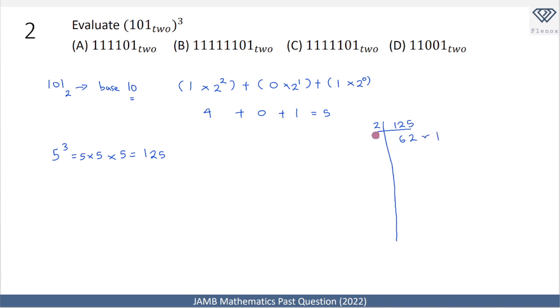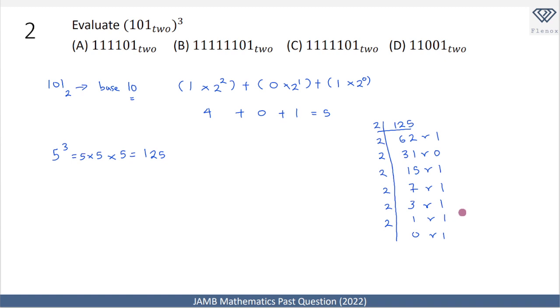Then we divide by 2 again, and we have 31 remainder 0. And we divide by 2 again, and we have 15 remainder 1. We divide by 2 again, we have 7 remainder 1. We divide by 2 again, we have 3 remainder 1. We divide by 2 again, we have 1 remainder 1. And we divide by 2 again, and we have 0 remainder 1.